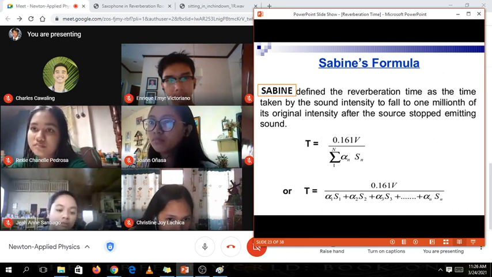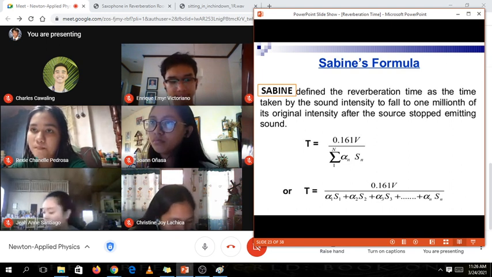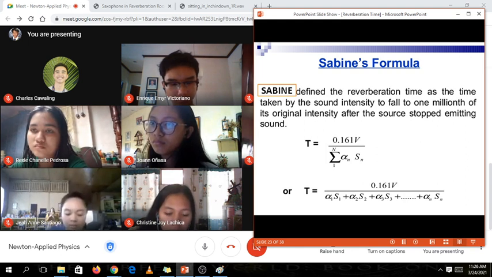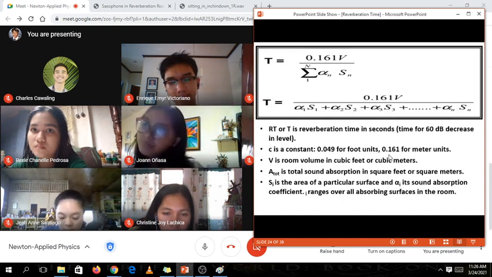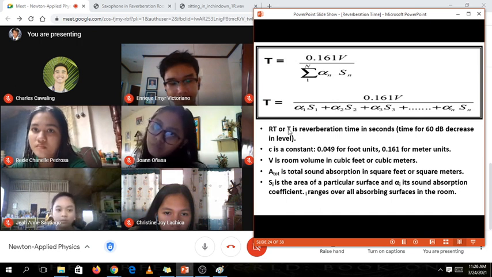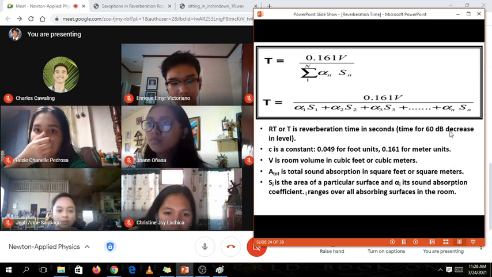So Sabine derived the formula where T or RT, reverberation time, equals 0.161 multiplied by the volume of the space, not of the sound, divided by the total absorption coefficient times the surface area. Again, reverberation time equals 0.161 V over A. This is a constant. RT or T is reverberation time in seconds, the time for a 60 decibel decrease in level.